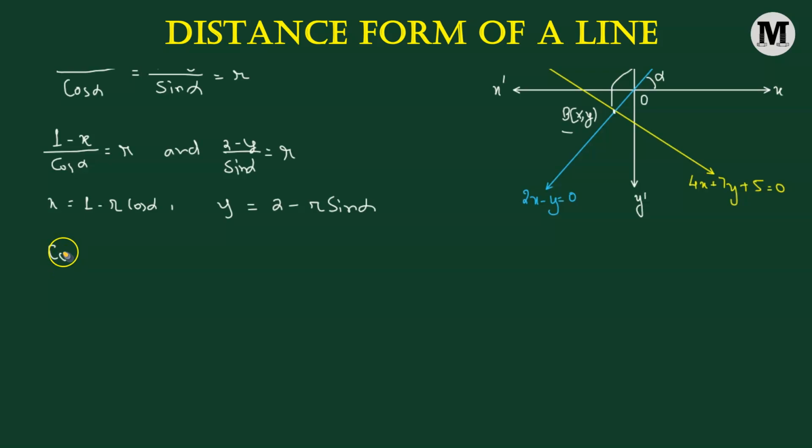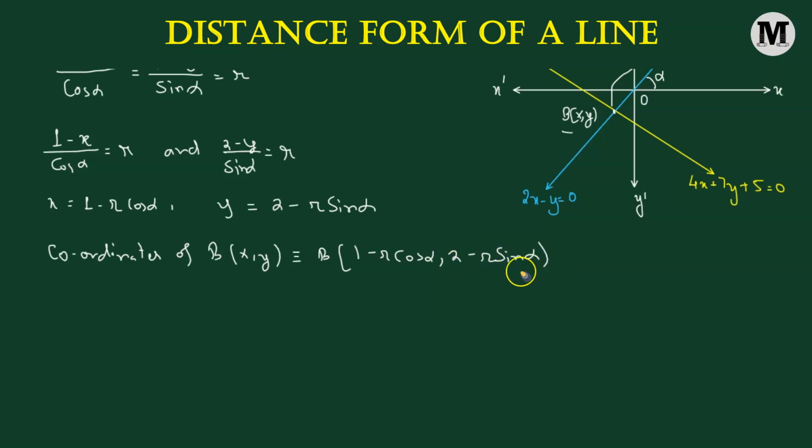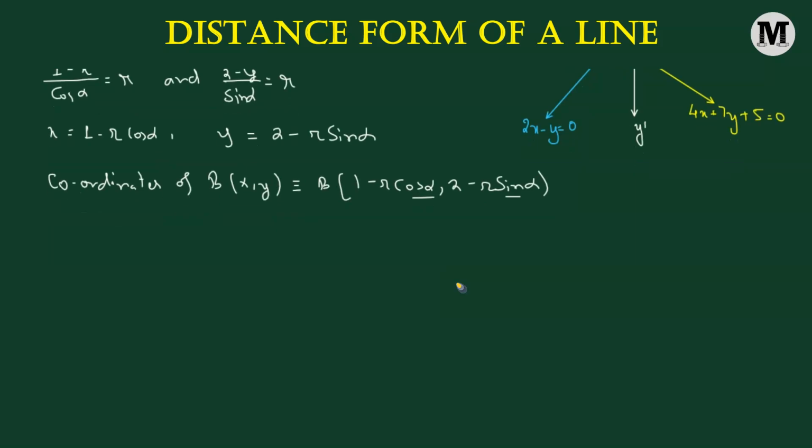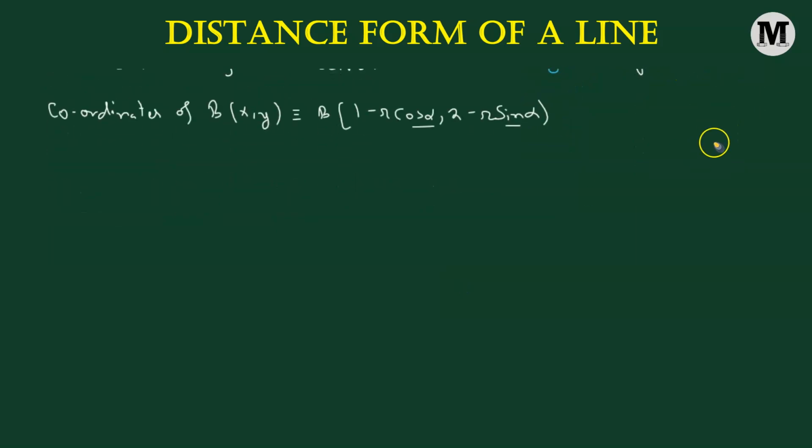We can say now the coordinates of B, which we initially represented as (x, y), is also equivalent to saying, in parametric form, (1 minus r cosine alpha, 2 minus r sine alpha). Now, the next task will be to determine the value of cosine alpha and sine alpha. But what we have here is only the value of tangent alpha. So, taking the help of tangent alpha, which is equal to 2, we're going to figure out the value of cosine alpha and sine alpha. Now, that's a very simple task here.